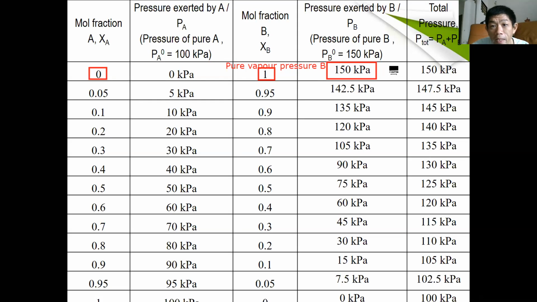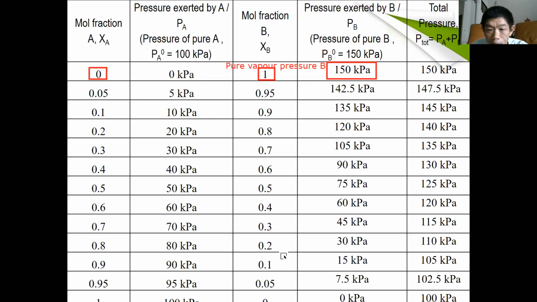So the pure vapor pressure of B in here is 150 kilopascal. So the total pressure of A and B is 150. So we use different mole fractions to calculate. Okay, so if A is 0.05, then B must be 0.95. So you calculate the vapor pressure: A 5 kilopascal, B 142.5 kilopascal, total pressure 147. Then you have mole fraction of A 0.1, mole fraction of B 0.9, vapor pressures of A and B are 10 and 135 kilopascal respectively. So you calculate all the way through the end.